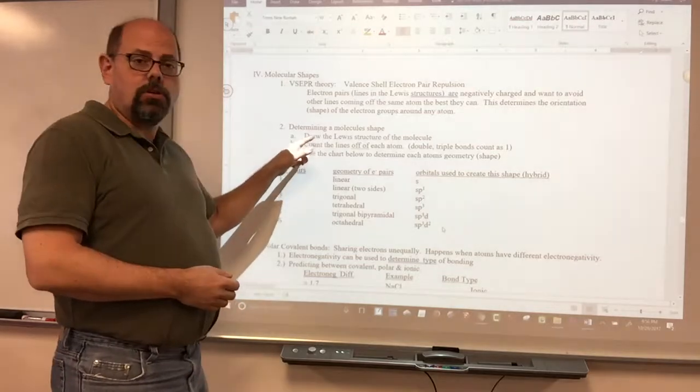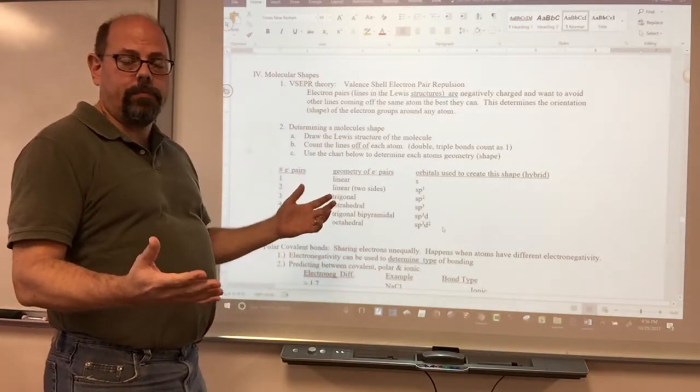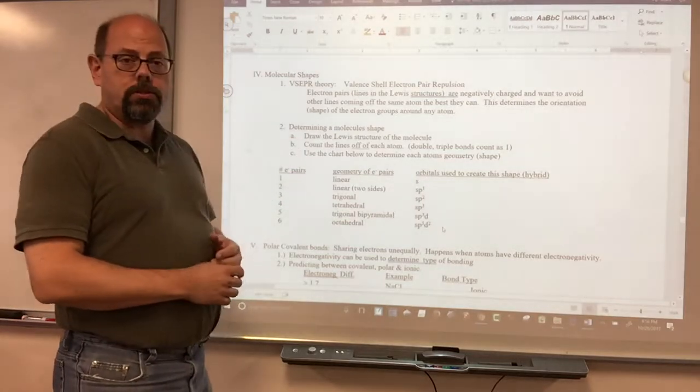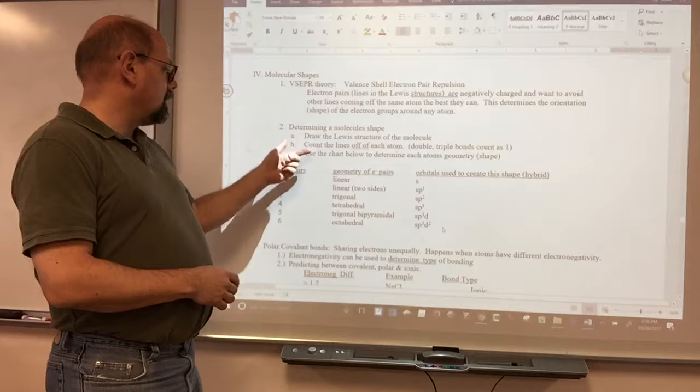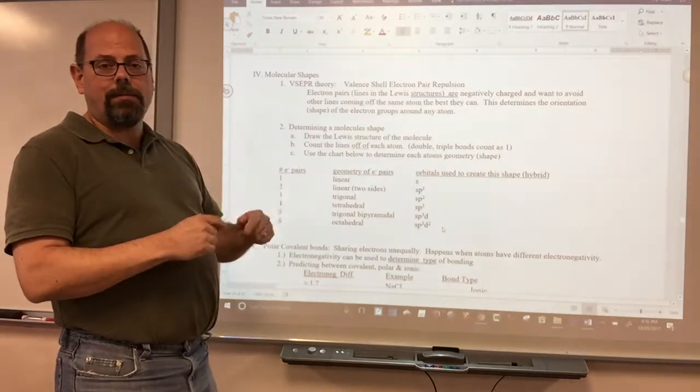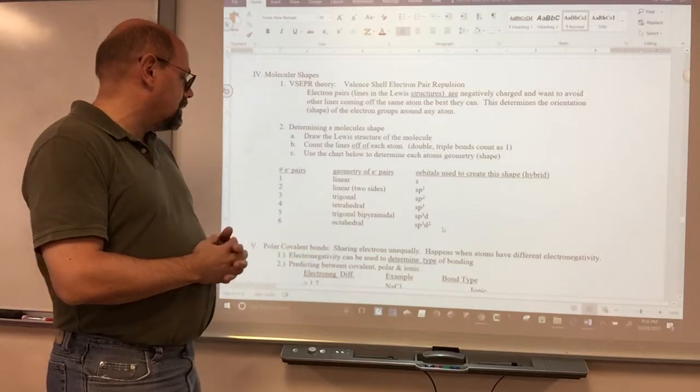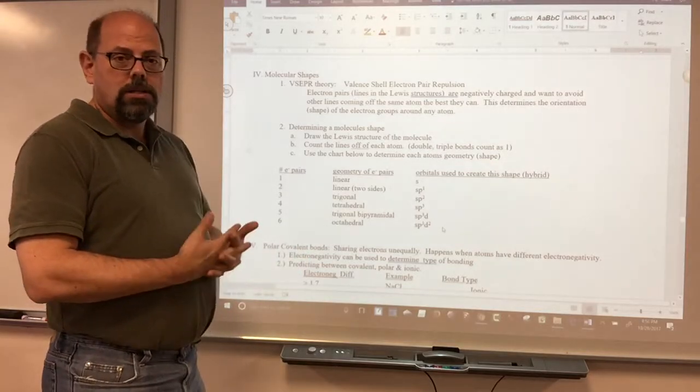So the first thing you have to do when you're going to determine the shape of a molecule is to draw the Lewis structure, those line structures. Next, count how many lines are off of the center atom. How many bonds does it have? And once you know that, you're going to use this chart down below us to figure out what shape it looks like.